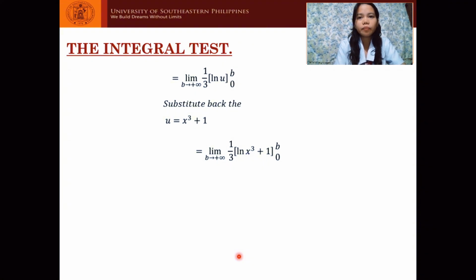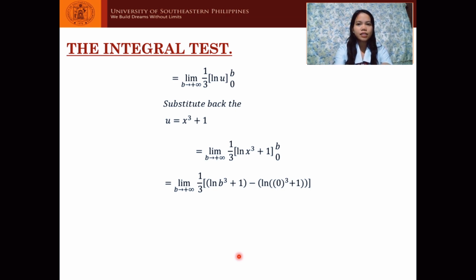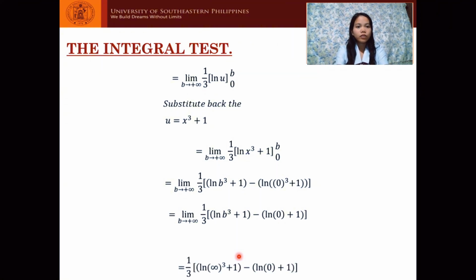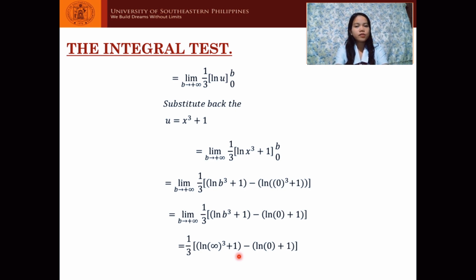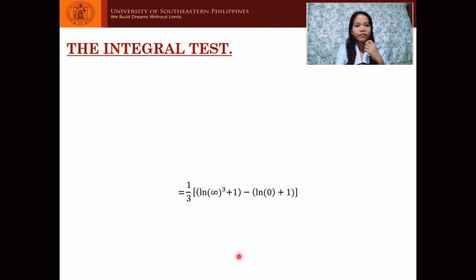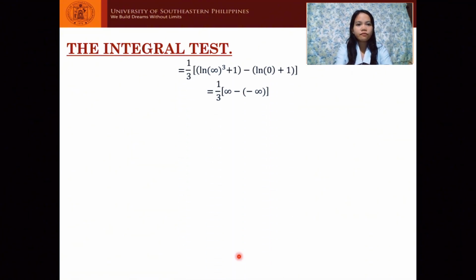For this one, we evaluate the upper bound and lower bound. Now we have the limit as b approaches positive infinity of 1/3 multiplied by the difference of ln of b cubed plus 1 minus ln of 0 cubed plus 1. Then we can apply the limit as b approaches positive infinity. So we have 1/3 multiplied by the difference of ln of infinity cubed plus 1 minus ln of 0 plus 1. Now let's simplify. This is the last step that we have.